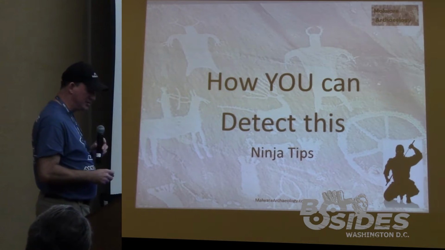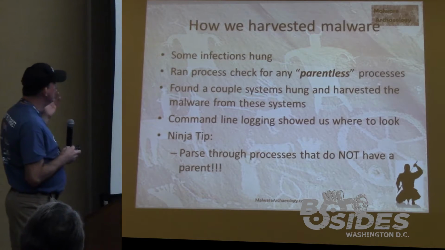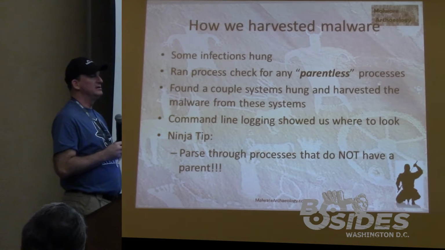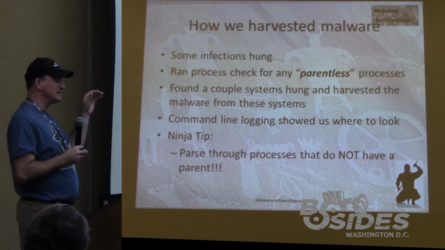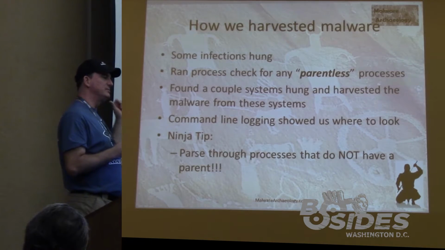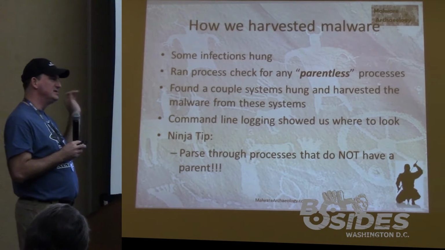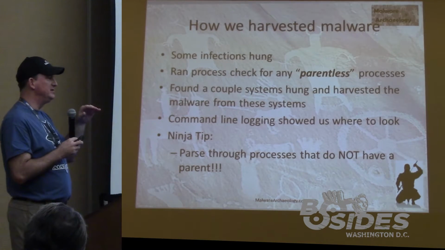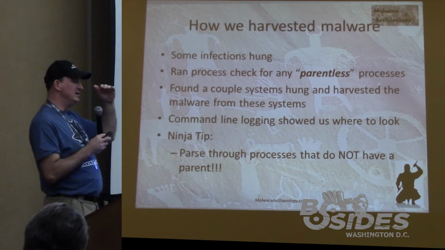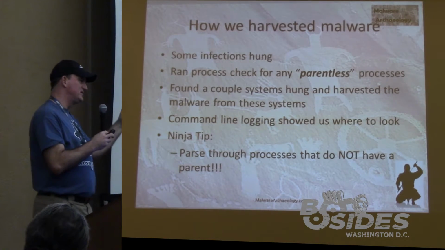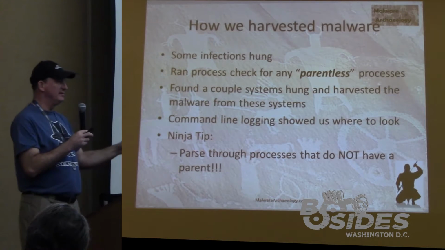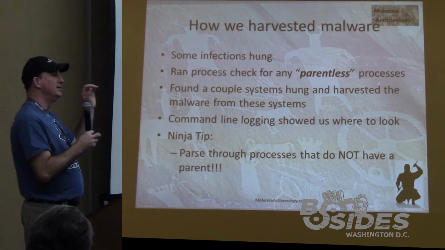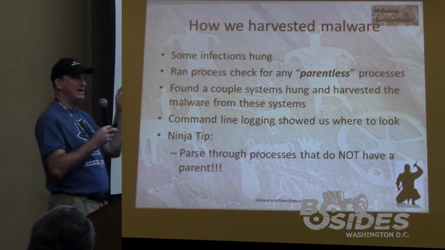So how you can detect this, ninja tips. This is how we harvested the malware. So some infections hung. So recommendation number 1 is look for parentless executables, or parentless processes. For example, in the talk yesterday and also in my training, we referenced on one of my slides a malicious Word document. In that Word document, when you launch it, there's embedded macros and VB scripts. So you have a tree in the process tree looking like this. It's WinWord, it's command.exe, it's cscript, it's PowerShell, it then calls another command.exe and some other executables. And so you get this tree structure. You close Word, command.exe is still there, but now its parent's gone.